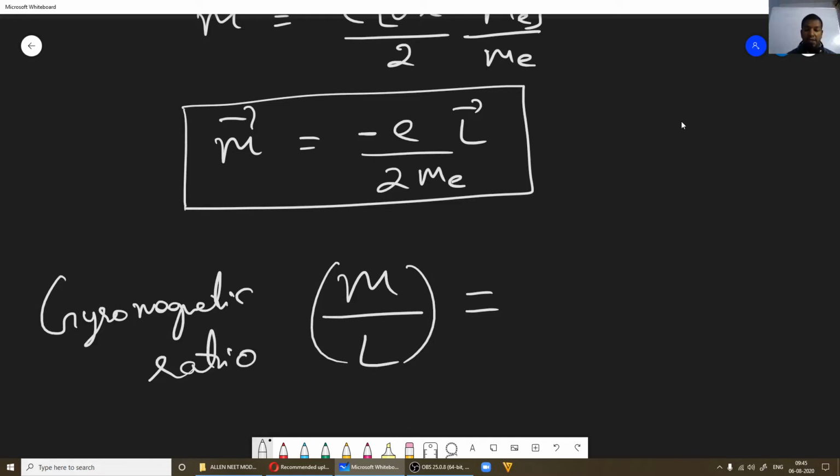Take any charged particle or charged body. You just have to see what its magnetic moment and its angular momentum are, take the ratio, and that will give you the gyromagnetic ratio. Now the gyromagnetic ratio, its value is e divided by 2 Me.